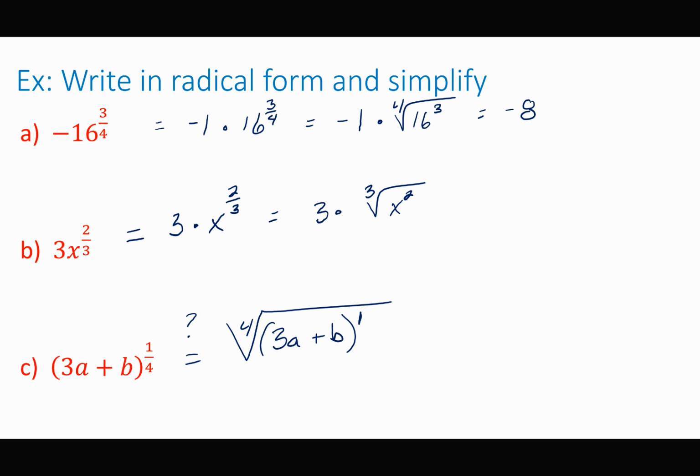Think of it as 3a plus b squared. We'd write 3a plus b times 3a plus b. Okay, it's that whole thing that's being squared. Well, this is that whole thing raised to the 1/4 power. So yeah, we can write it as a radical, as a fourth root of that quantity of 3a plus b. You don't have to put in parentheses raised to the first power, but I want to do it just to clarify what exactly is going on.